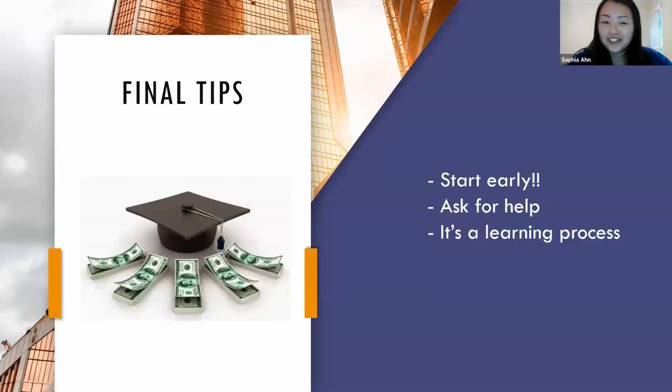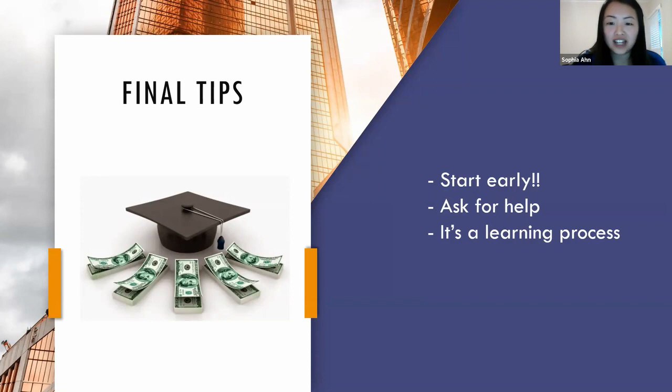And some final tips, some really big takeaways, is to always start early, because the financial aid process is definitely not the easiest process, but it's definitely doable. It's a learning process. So maybe the first time that you're doing it, it's a little bit difficult, but if you decide to keep going, advancing your education, and do the financial aid process for the next year, it'll definitely get a lot easier because you kind of know what to expect. You know all the forms that you need to have at hand.